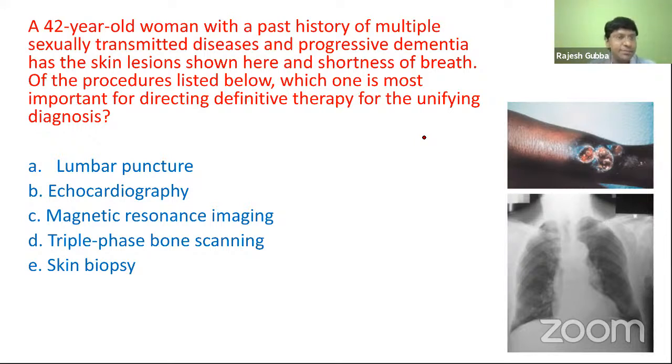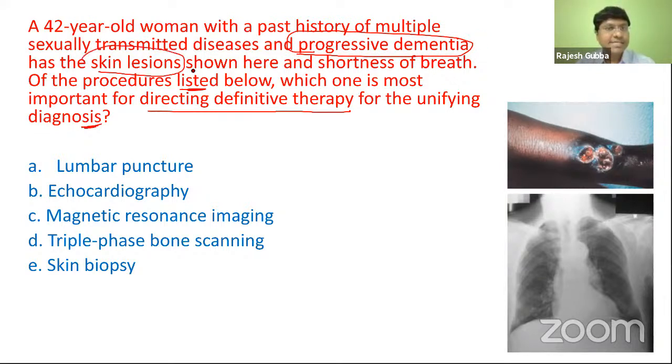Listen to read the question properly. What is given? Of the procedures listed below, which one is the most important for directing definitive therapy for unifying the diagnosis? What does the patient have? The patient has progressive dementia, right? And the patient has skin lesions, and the patient has shortness of breath. What is the diagnosis first of all, and what is it that you want to do?